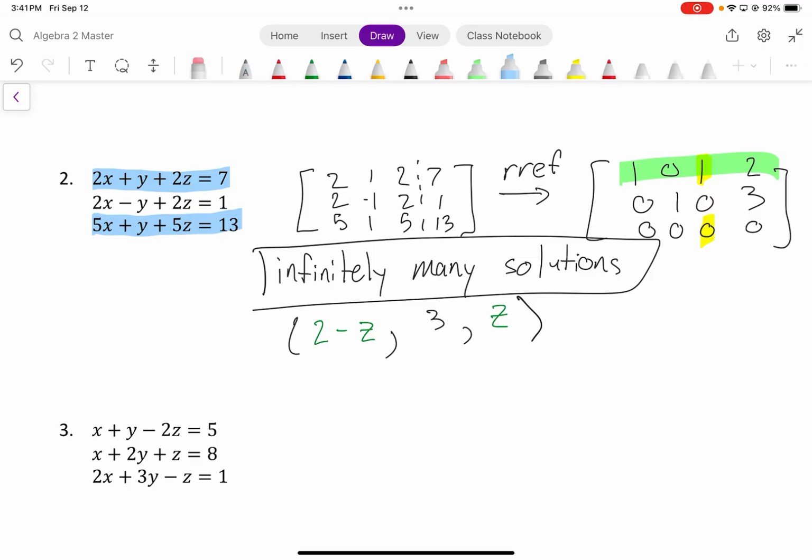So I'm not going to make you write it like this ordered triple. I would let you write infinitely many solutions. But those infinitely many solutions have a very specific ordered triple format.